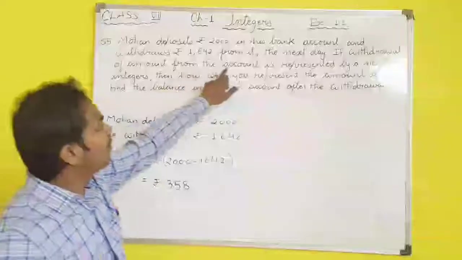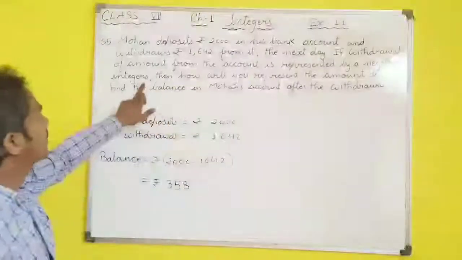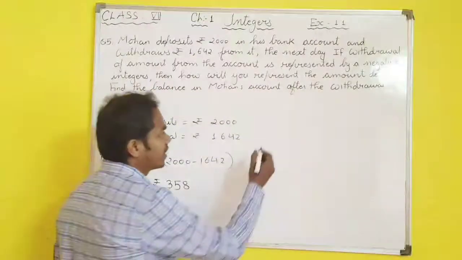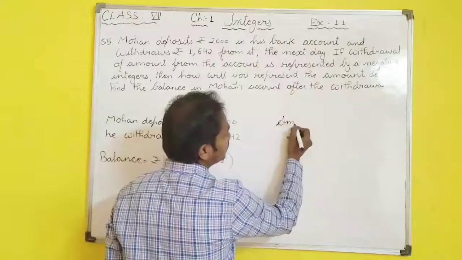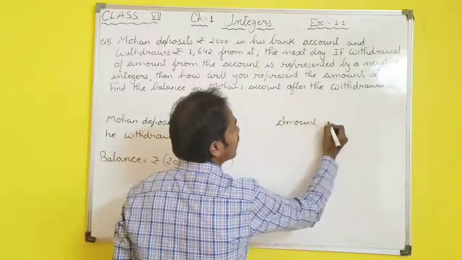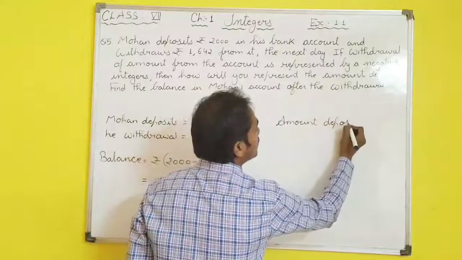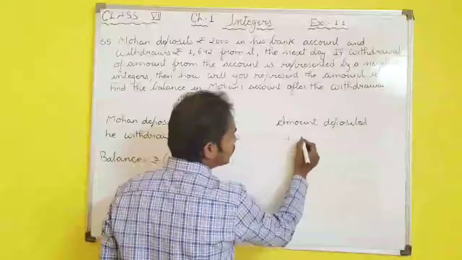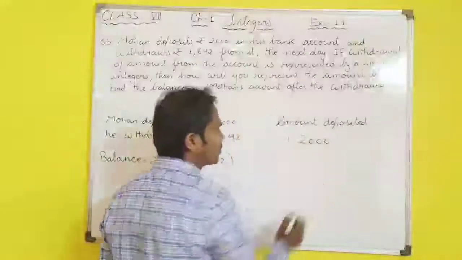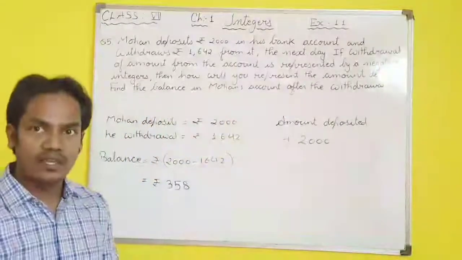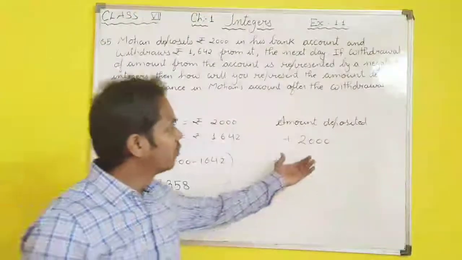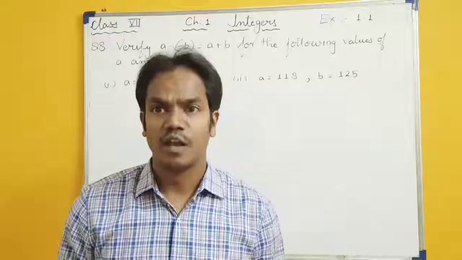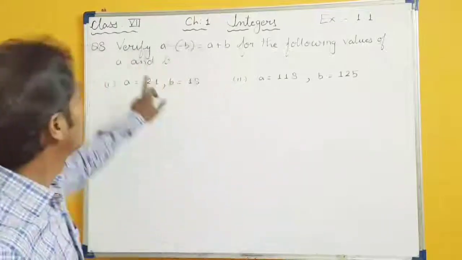One more question is asked. If withdrawal of amount from the account is represented by negative integer, then how will you represent the amount deposited? Amount deposited you will show in plus 2000. When withdrawal is shown in negative sign, so deposit will show in positive sign. Okay. Now question number 8.